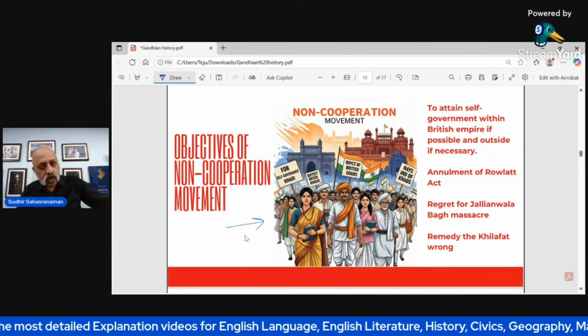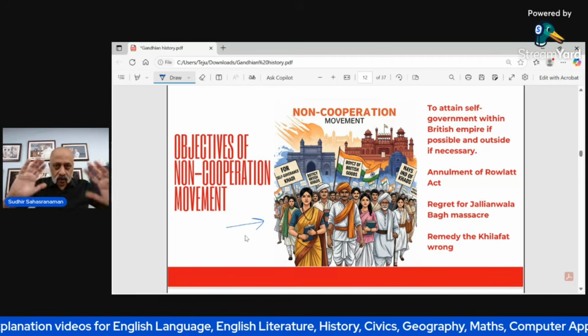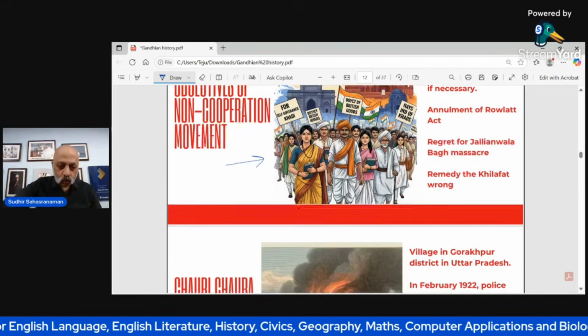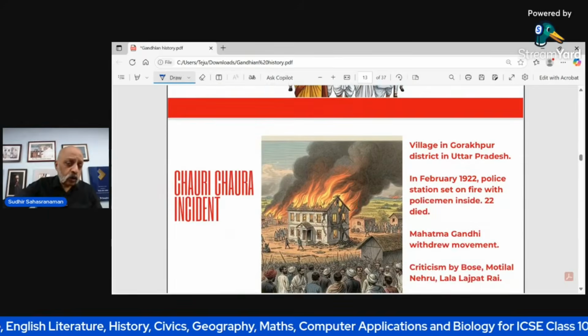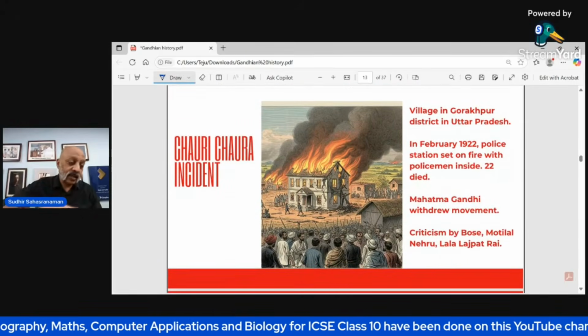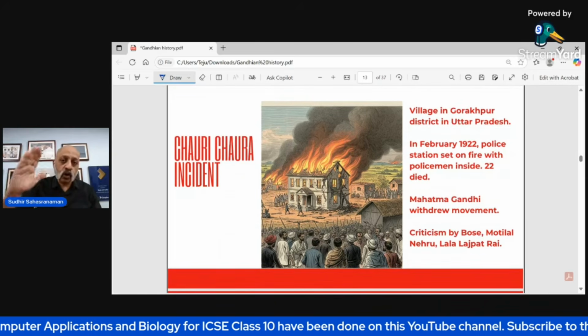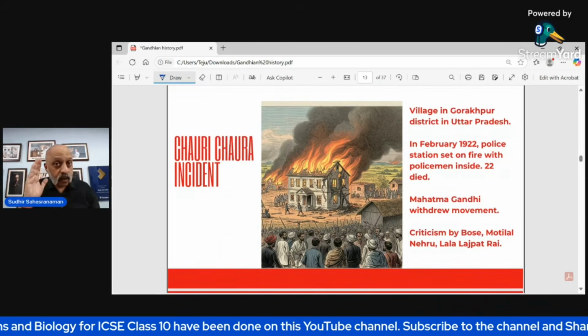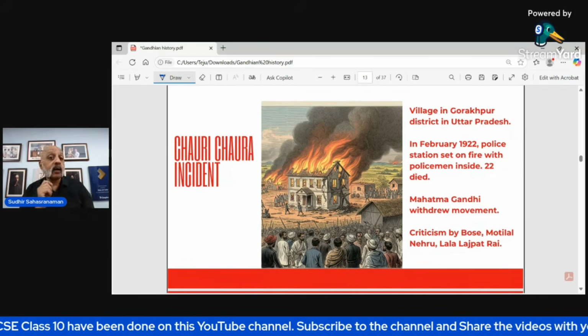It's mentioned in your book, so you can just go through that. It's not the most important part of the notes. How did the government react? A lot of people were arrested, except Mahatma Gandhi, and the Khilafat and Congress volunteer organizations were declared illegal. Now comes the turning point.